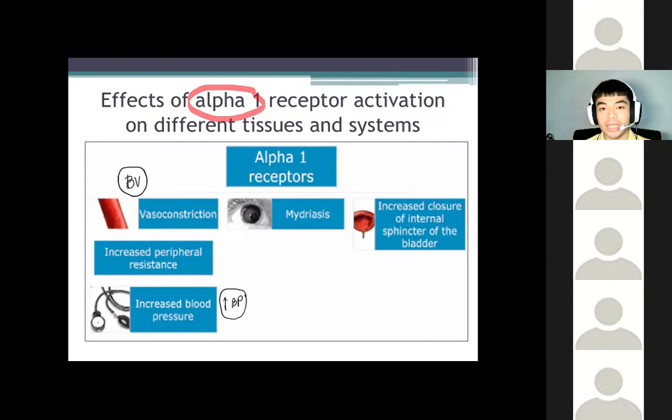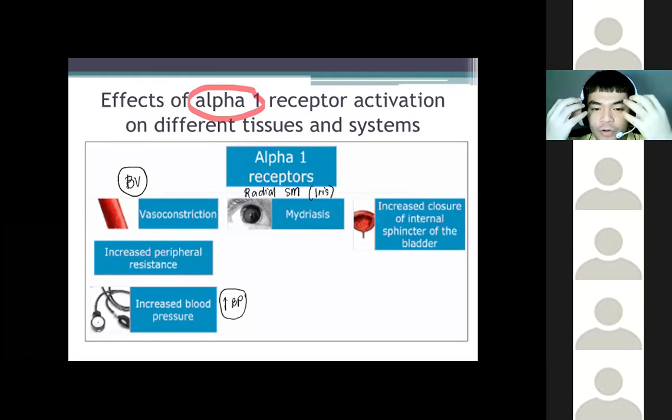Next, meron din tayong alpha-1 receptor sa ating mata, particularly sa radial smooth muscles ng ating iris. Again, alpha-1 receptors could be found also in the radial smooth muscles of the iris. Ang iris natin, ito yung larger black or brown na bilog sa mata, okay? And then ang smaller version inside of the black is pupil. So yung iris itong malaki na to, yung nasa mata natin. Now, may radial smooth muscles dyan.